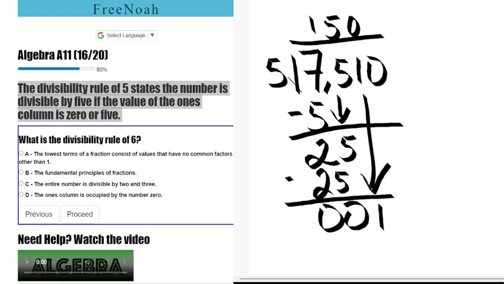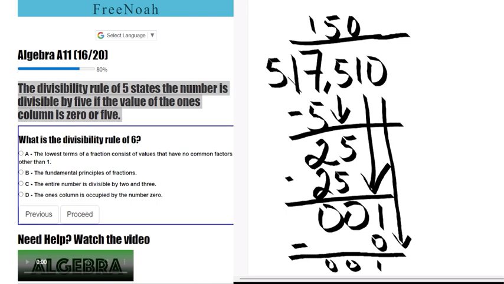Bring down this 1. We can't fit 5 into 1, so we put another 0 up here. 0 times 5 is 0. We go ahead and we subtract 0 from 1. We're still left with 1. And then we bring down this last 0 here.